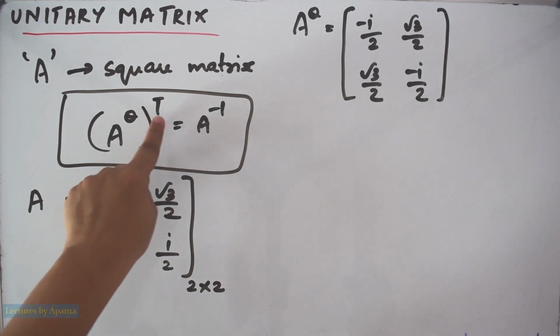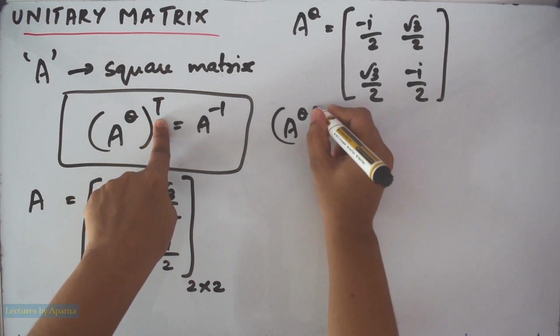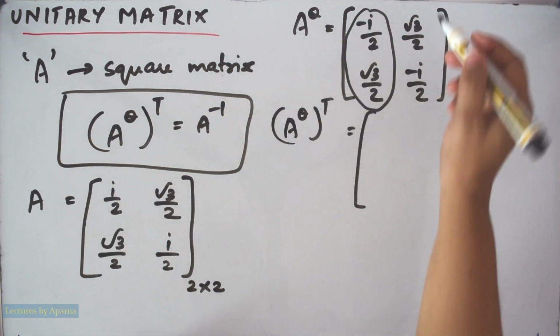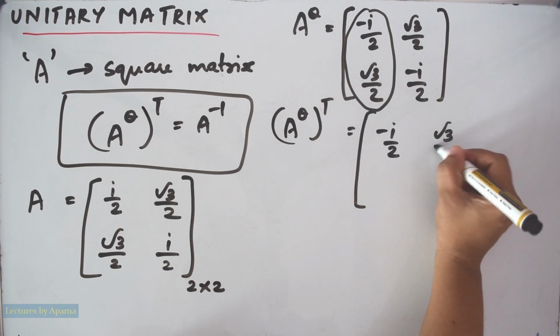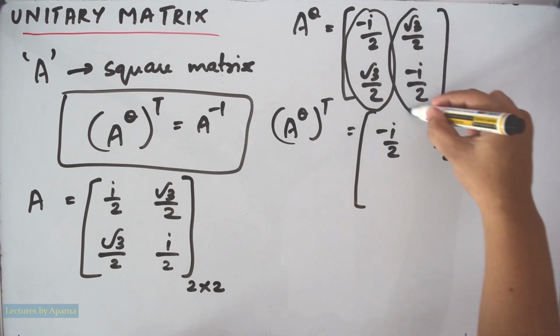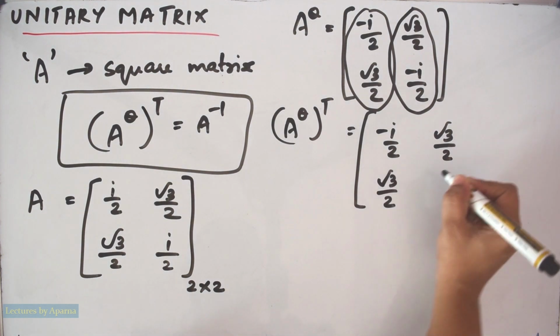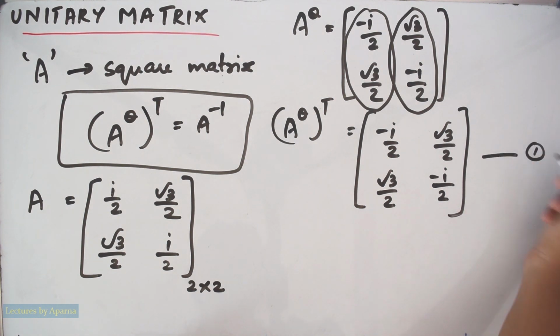Next I have to find the transpose of this conjugate matrix. So A conjugate whole transpose is equal to, this column will become the first row, so minus i by 2, root 3 by 2. This column will become the next row, so it will be root 3 by 2, minus i by 2. Let this be equation 1.